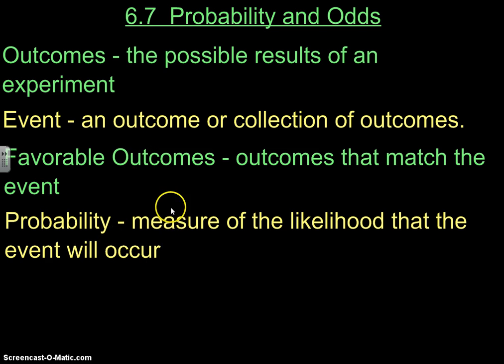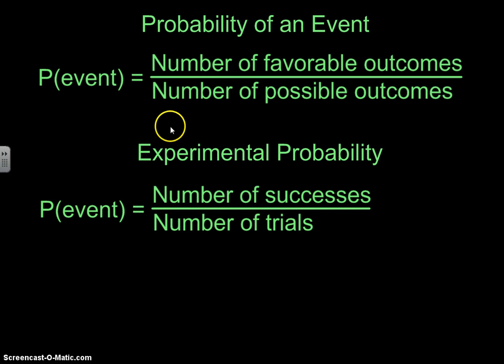Probability, that's what we're doing today, and odds, measure the likelihood that an event will occur. And so the formula for probability: the probability of an event happening is equal to the number of favorable outcomes divided by the number of possible outcomes. Number of favorable divided by the number of possible.